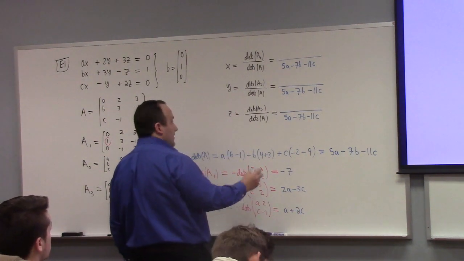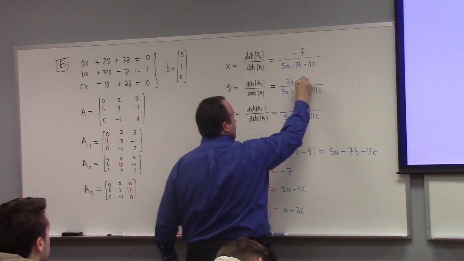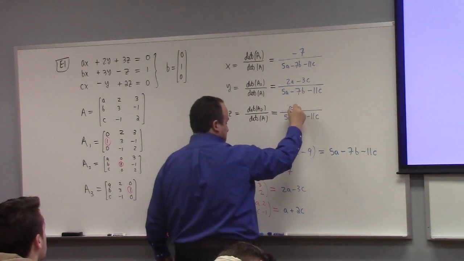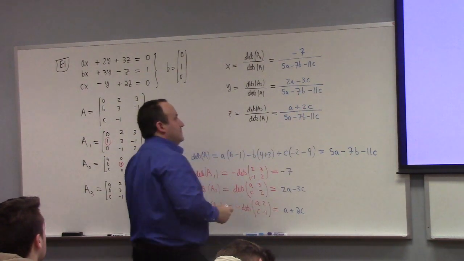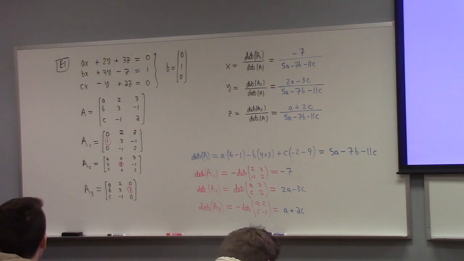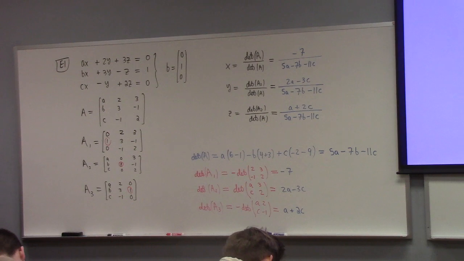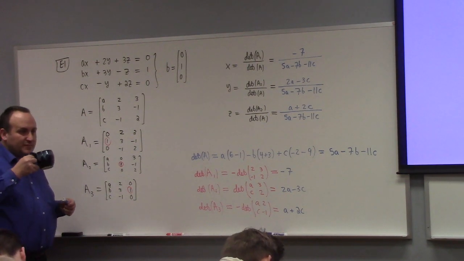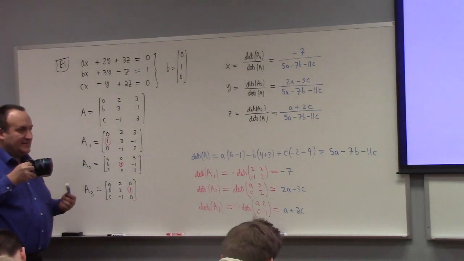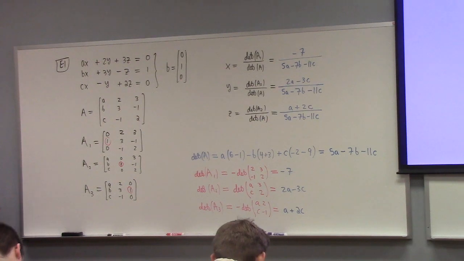So there you go. Minus 7 goes here. 2A minus 3C goes there. And A plus 2C goes right here. And there you go. That's the solution to this 3 by 3. And when can it be solved? Right, which is tantamount to saying that what is non-zero? Yeah, the determinant of the coefficient matrix, right? That's the condition needed for the inverse to exist. So, Cramer's rule gives you the unique solution.